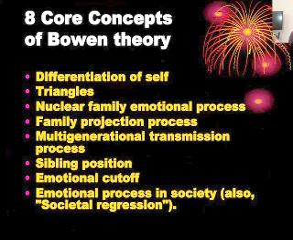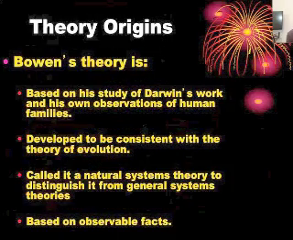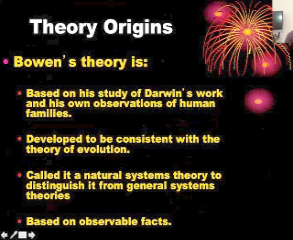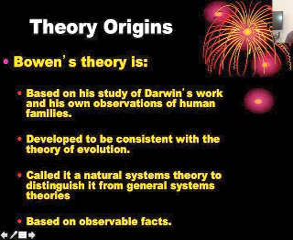Like I mentioned, these are the 8 core concepts I want you to know, and I'll go over each of those. One of the things that you should know is that the origins of Bowen's theory are kind of interesting. It was based on his study of Darwin's work and his own observations of human families. It was also developed to be consistent with the theory of evolution. It's called natural systems theory.